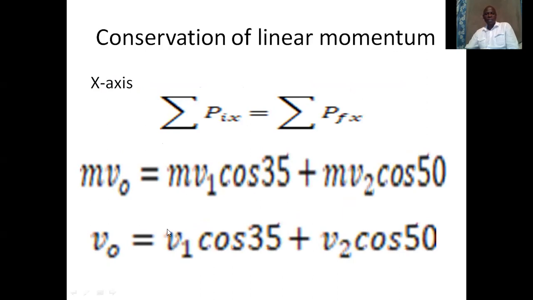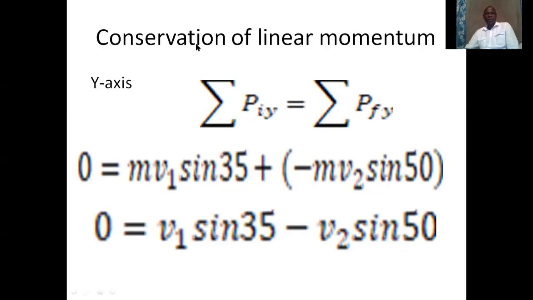And you note that since mass is common everywhere here, it's common here, here, and there, we can cancel it out and remain with the initial velocity is equal to velocity 1 cos 35 plus velocity 2 cos 50. Velocity 1 and velocity 2 are the velocities after the collision.